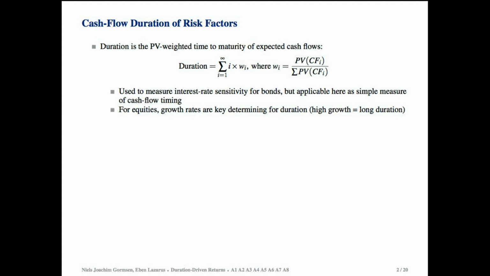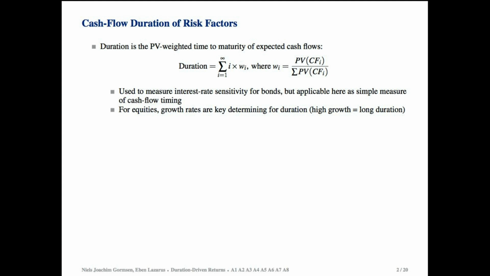Instead, what's going to be the driver of duration in the cross-section among stocks is that some firms have high growth rates. If a firm has very high growth rates, it means that the distant future cash flows are going to be large relative to the near future cash flows, so the duration is going to be longer. On the other hand, if the firm has very low growth rates or negative growth rates, the distant future cash flows are going to be low, so most of the cash flows are going to be in the near future and the duration is going to be shorter, roughly speaking.